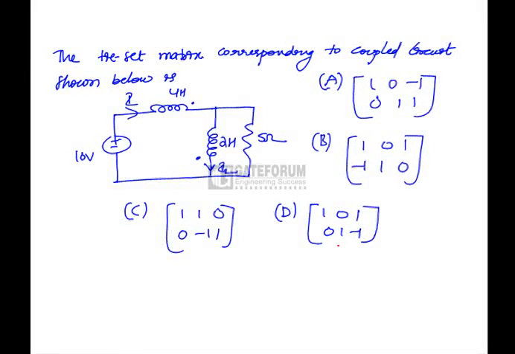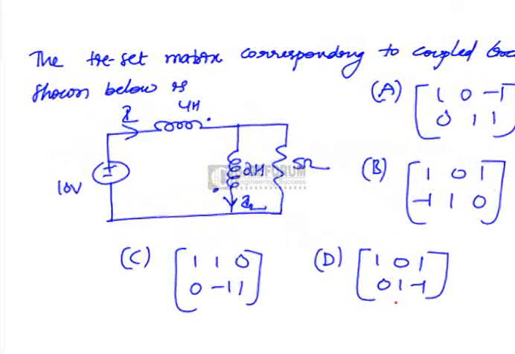We have to find the tie-set matrix corresponding to this coupled circuit. If we want to find the tie-set matrix for this network, first we have to draw the graph of this network. Now, how to draw a graph? If you have voltage sources, short circuit these voltage sources, and if you have current sources, open circuit the current sources, and if you have any elements like RLC elements, represent them with a short circuit line. This is the procedure to draw a graph.